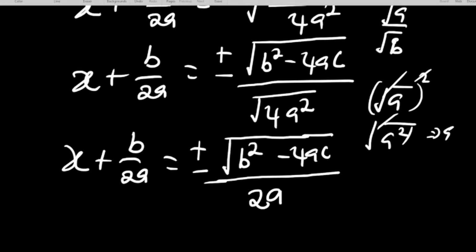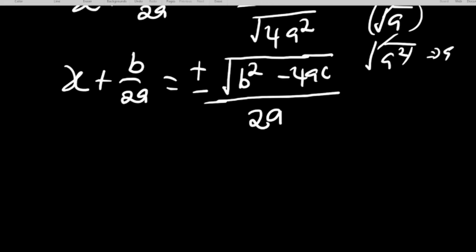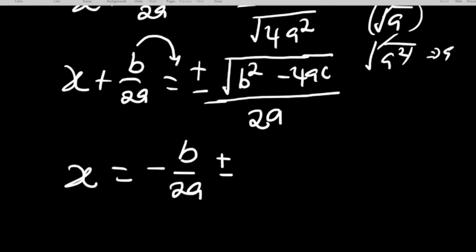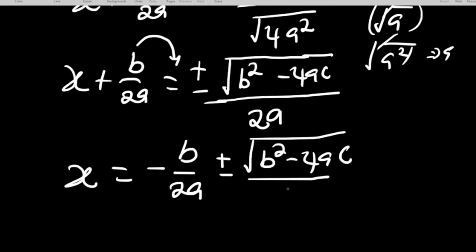Now, having done this, what next do we do? We can go ahead and solve for x. So we have to isolate x by transposing the b over 2a to the right hand side. And when we do that, we have x is equal to, so this positive b over 2a now becomes a minus. We now have minus b over 2a, then plus or minus the square root of b squared minus 4ac all over 2a. Okay, correct.